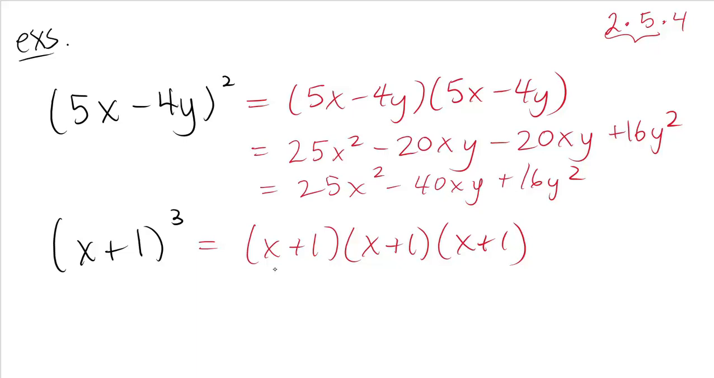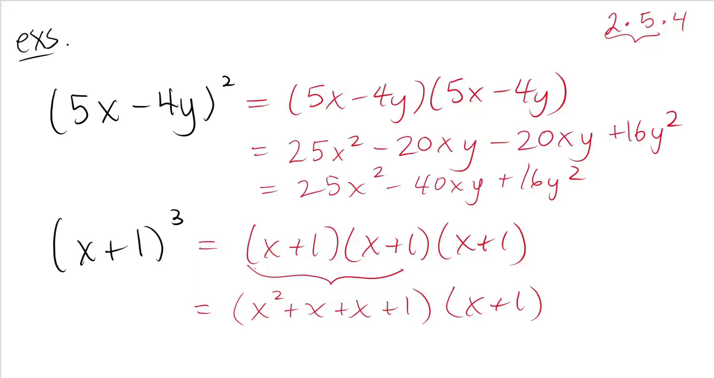So you're going to start by multiplying 2 of them together. So I'm going to take x plus 1 times x plus 1. That's x squared plus x plus x plus 1, following the FOIL procedure. And I have to multiply that by the x plus 1 that's on the end. Before I do that multiplication, I probably want to simplify this first. So that's x squared plus 2x plus 1, when I combine the like terms in the center, times the x plus 1, the last polynomial.